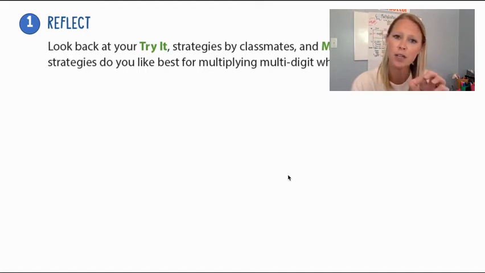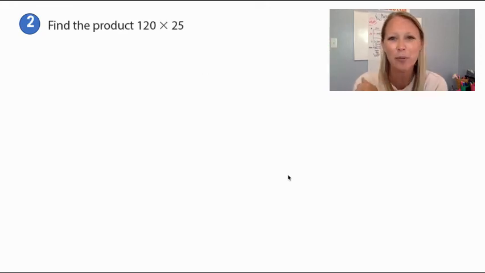I want you to think about what strategy you tried in the Try It. Maybe you watched someone's video on Flipgrid. Maybe it was something that Ms. McLemore modeled. What do you like best? What strategy do you use to multiply multi-digit numbers? Tell me what strategy you like the best and why. Now let's apply what you've learned today. Find the product of 120 times 25.